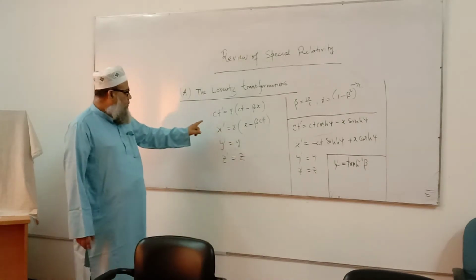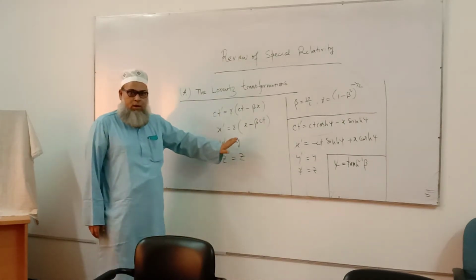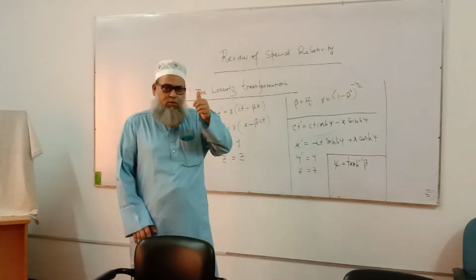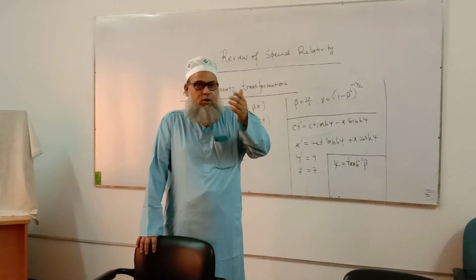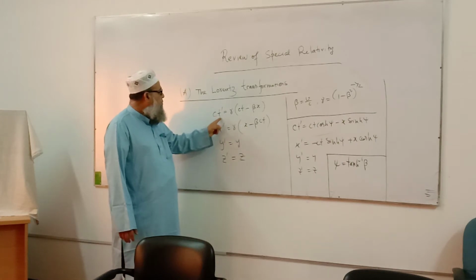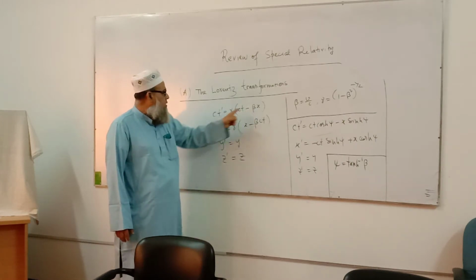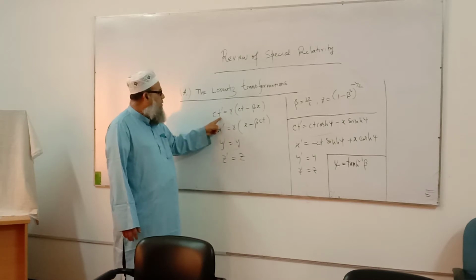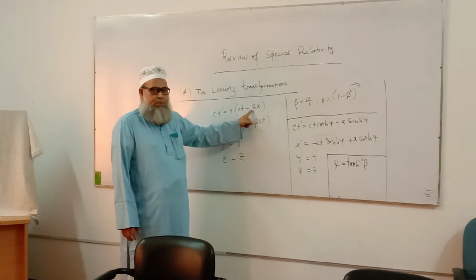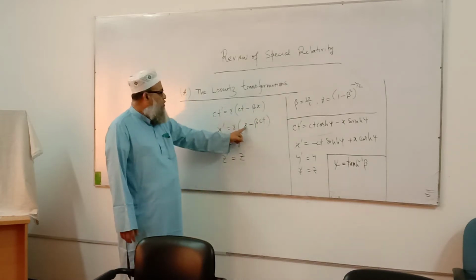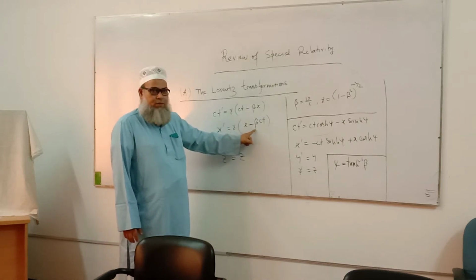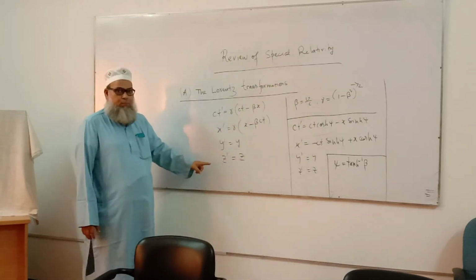So the coordinates are related by this symmetrical form. You will see another form of the Lorentz transformation, but that is not symmetrical. Here I have written a symmetrical form. See here, ct prime is gamma times (ct minus beta x). If your coordinate is ct prime, the first factor will be ct, and the next factor will be x multiplied by beta. If it is x prime, the first factor will be x, and the second factor will be ct multiplied by beta. So this is a very symmetrical form.